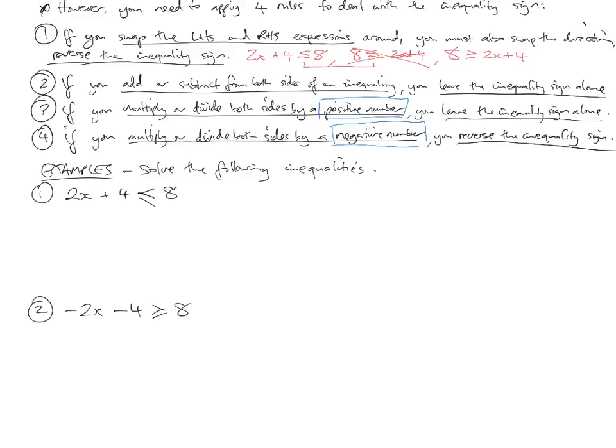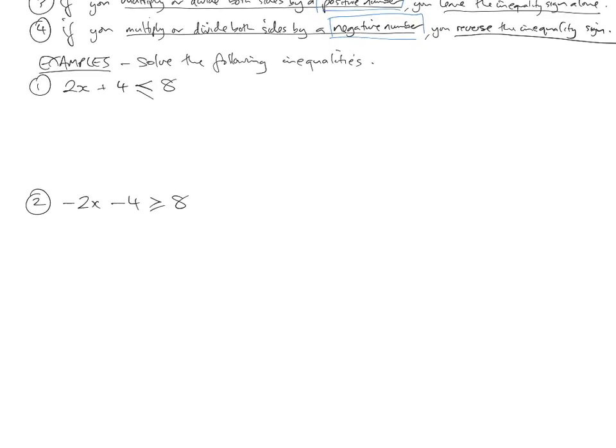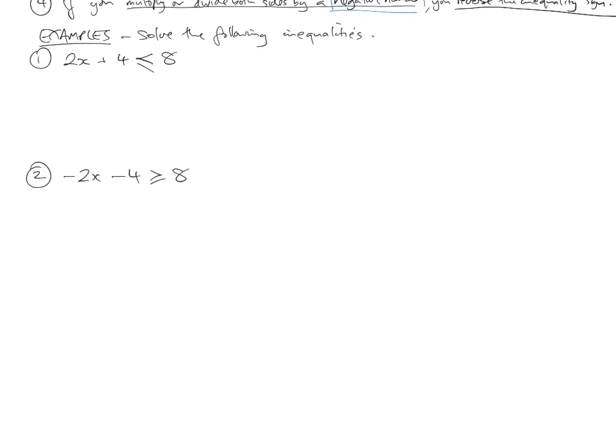So you've got 4 rules here. 2 of them involve reversing the inequality sign. The first one is common sense. If you want to swap the sides around, then obviously you'd want to swap the direction of the inequality around. And 4, if you're multiplying or dividing both sides by a negative number specifically, then you also have to reverse the inequality sign. So let's practice that by solving the inequalities here.